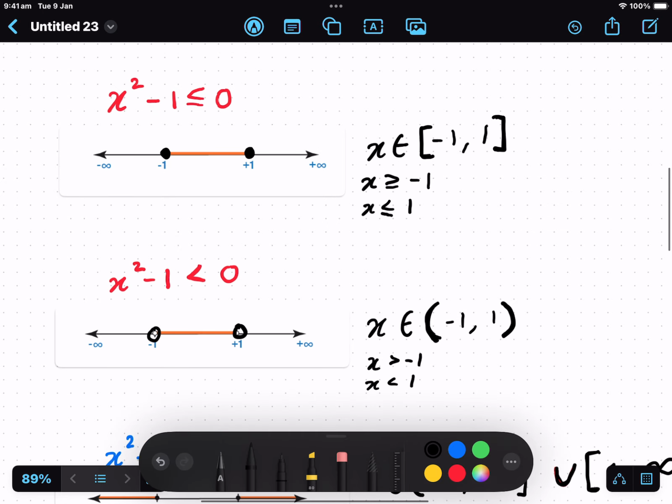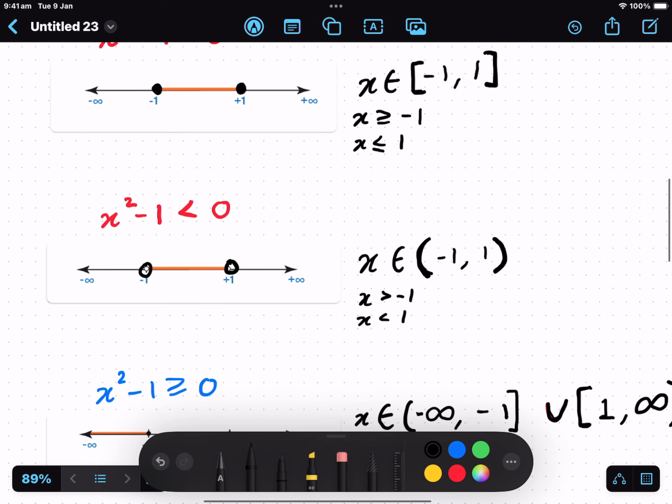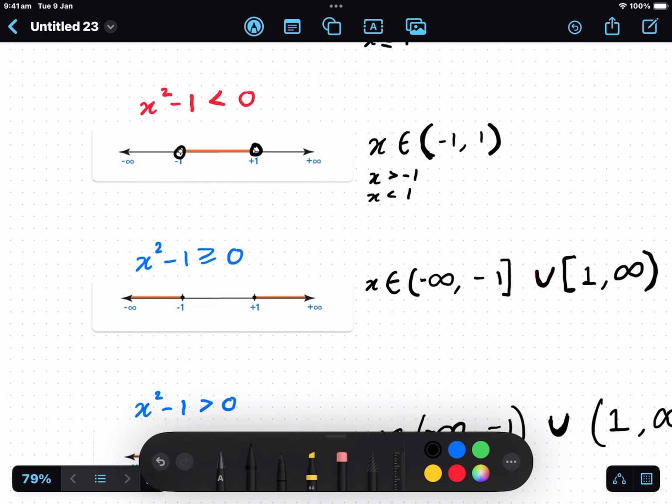So how do you read this notation? For the first example, it was x belongs to the square bracket -1 to 1. And then for the second example, it is x belongs to the circular bracket -1 to 1. That is, -1 not equal to, but greater than -1, to 1. Now let's move on to the third example.